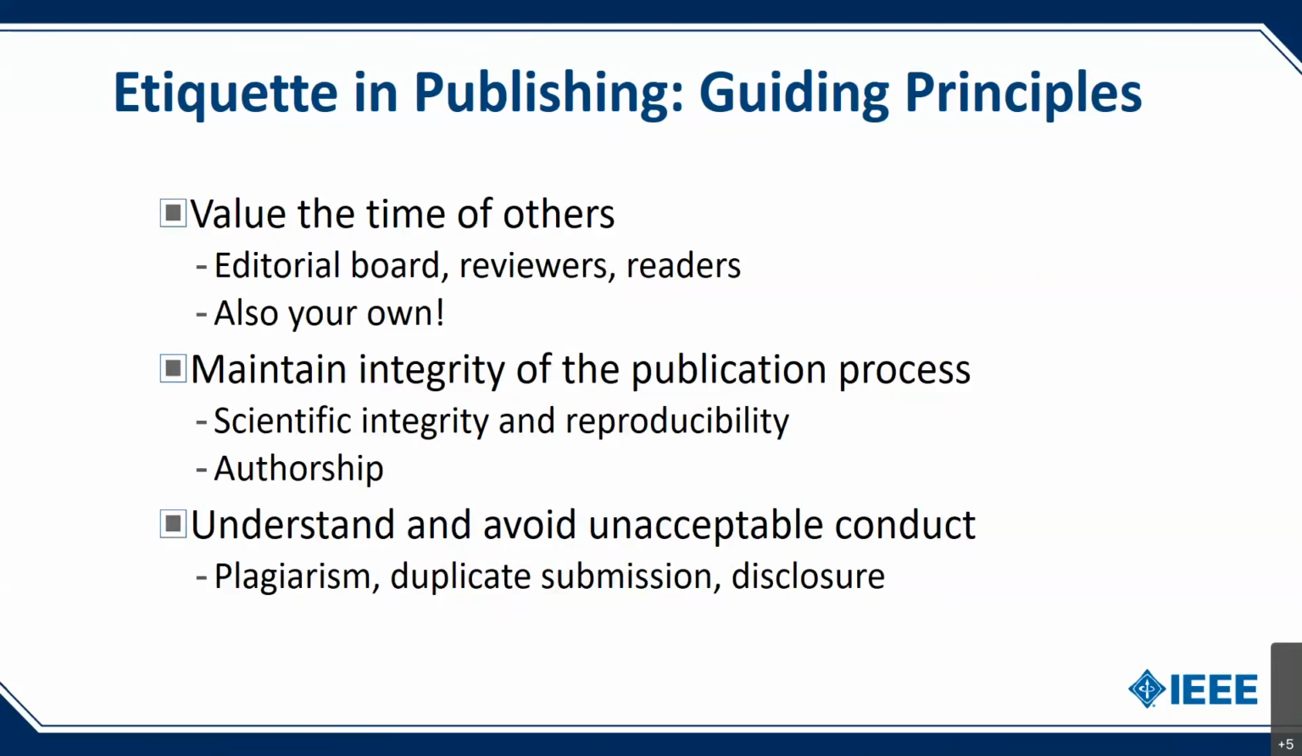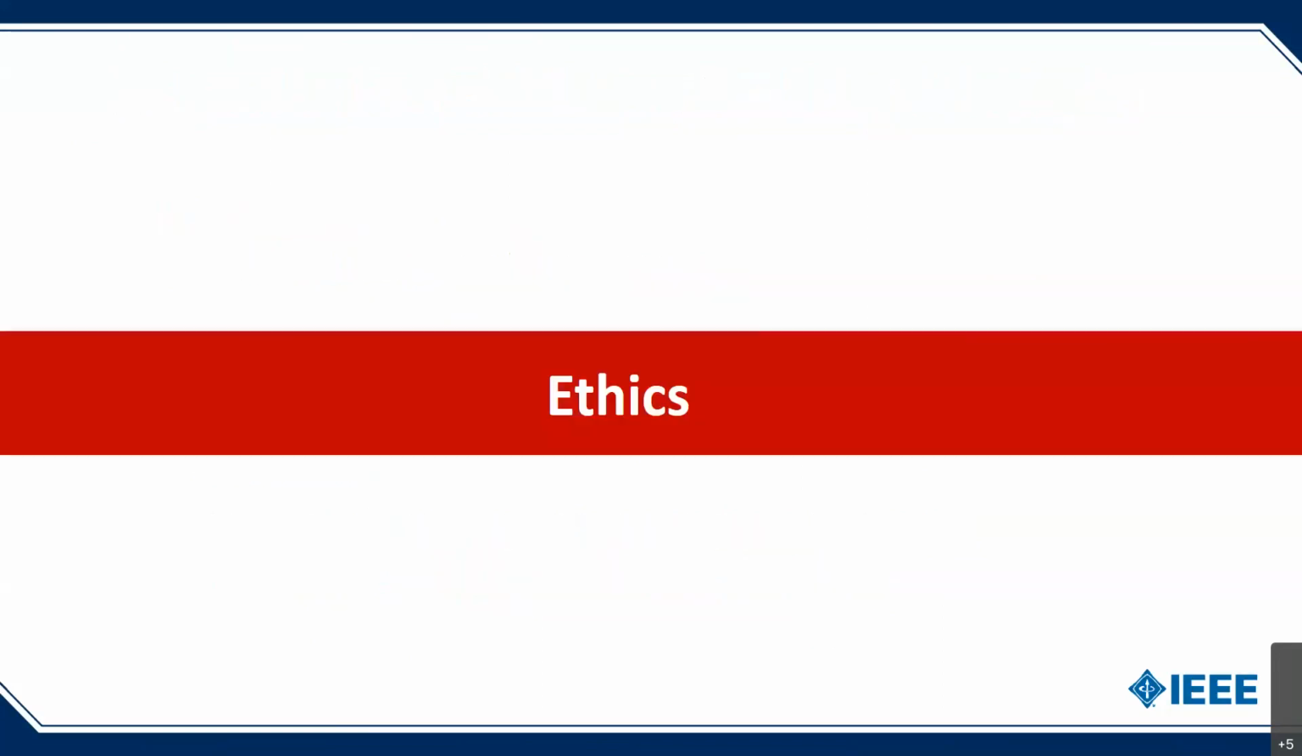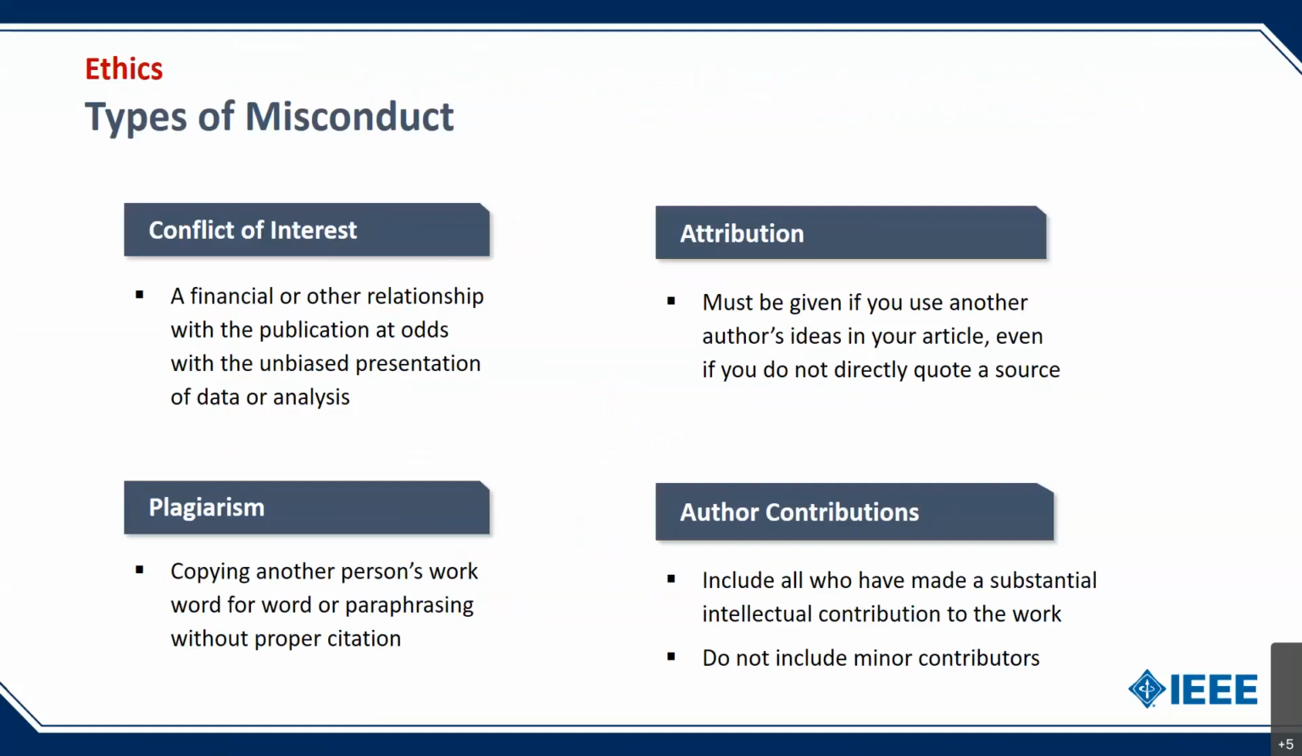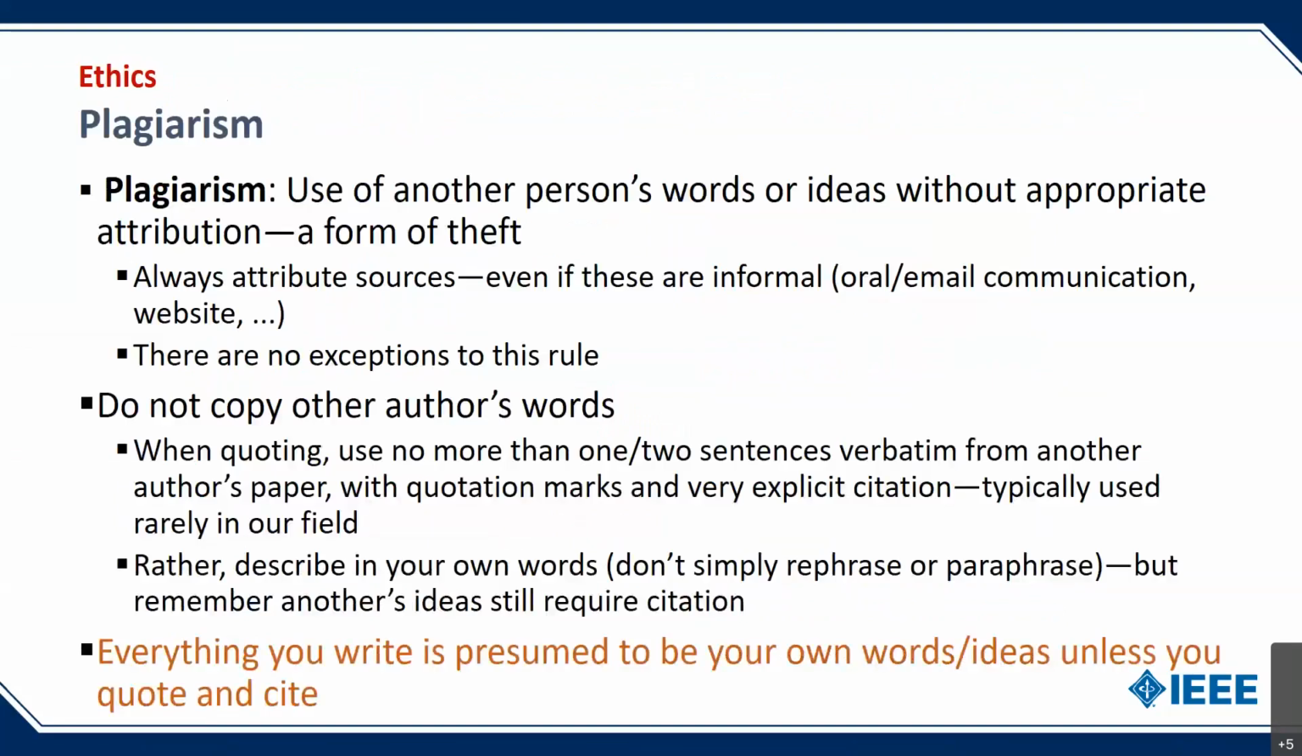So this is a key basis for a lot of the etiquette and ethics considerations in publishing, which I will talk about next. Okay. The various types of ethics issues that can arise, I will touch upon some of the common ones of these. A common issue is one of plagiarism. And plagiarism is considered a form of theft. It's use of another person's ideas or words without appropriate attribution.